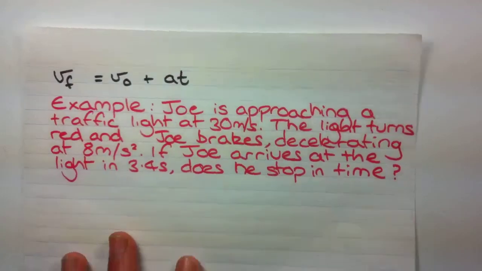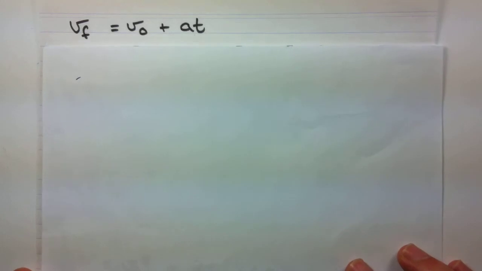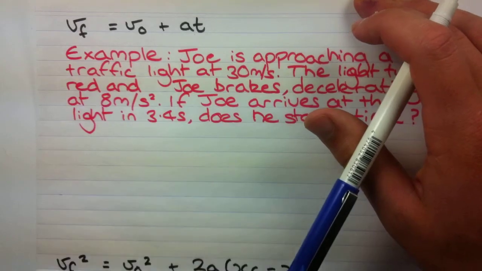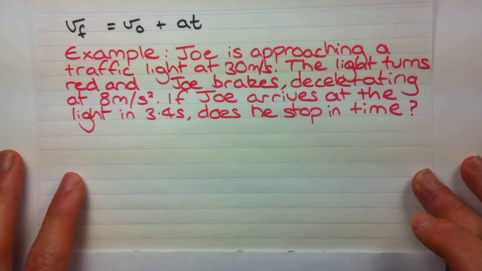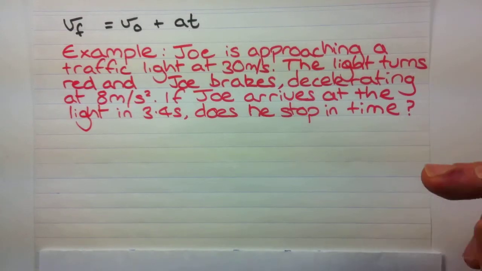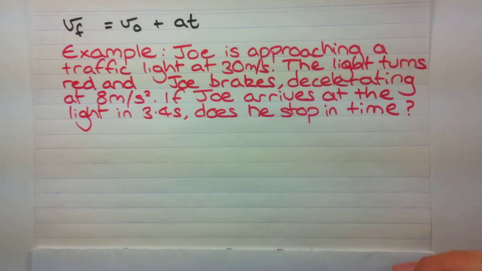second equation we're going to look at is this one. It says that the final velocity equals the initial velocity plus acceleration times time. The example I've got here: Joe is approaching a traffic light at 30 meters per second. The light turns red and Joe brakes, decelerating at 8 meters per second squared. If Joe arrives at the light in 3.4 seconds, does he stop in time? Now this one is slightly more complicated and we'll see why.